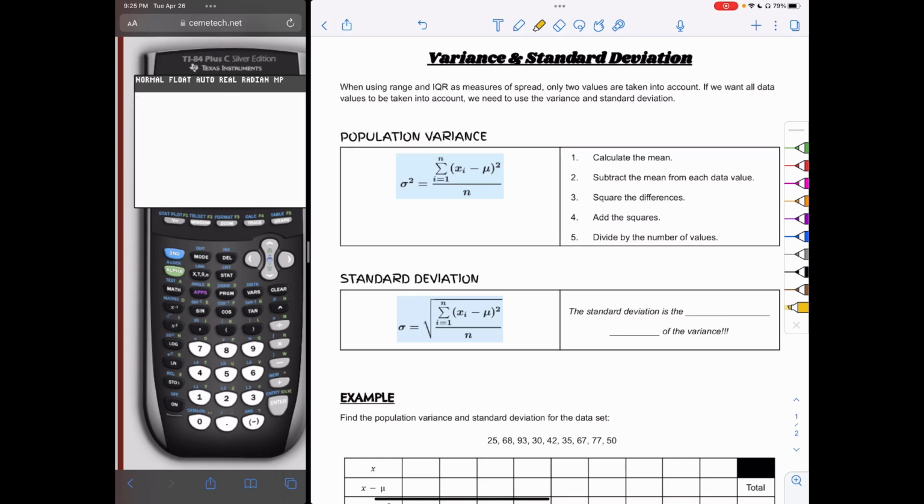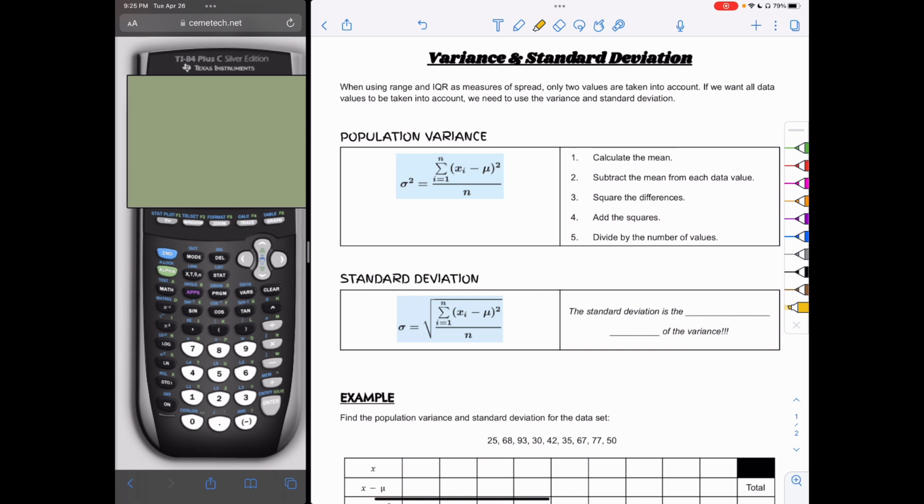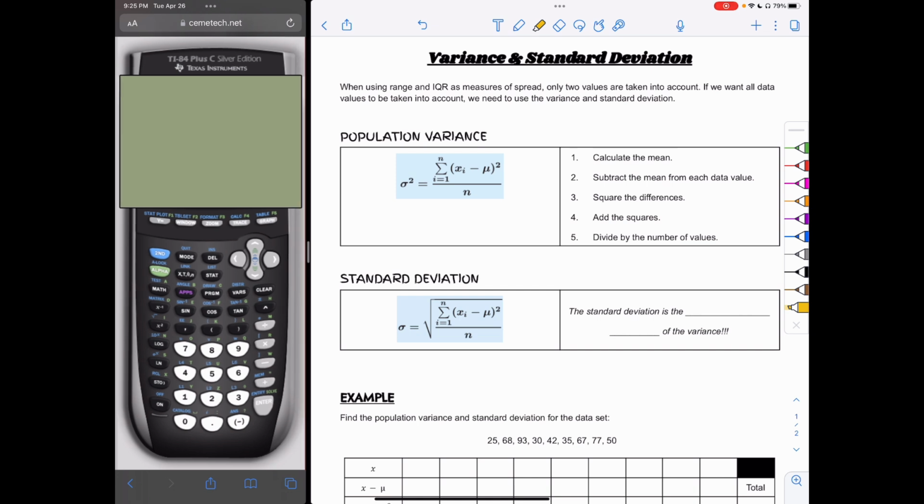Hello, today we're going to talk about variance and standard deviation. So whenever we use the range and the interquartile range as measures of spread, only two values are going to be taken into account each time. For the range, we only focus on the max and the min. For the interquartile range, we focus on the upper and the lower quartiles.